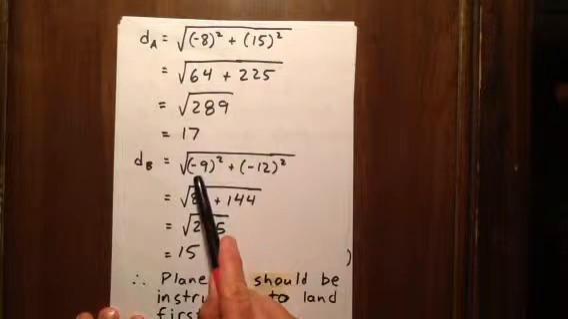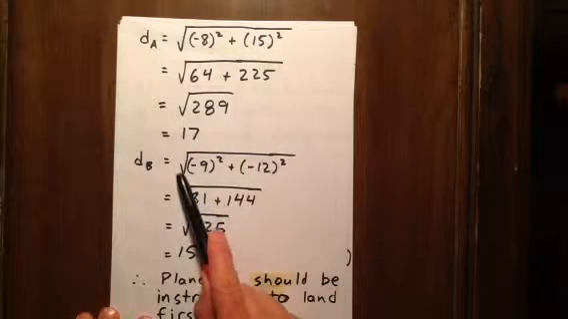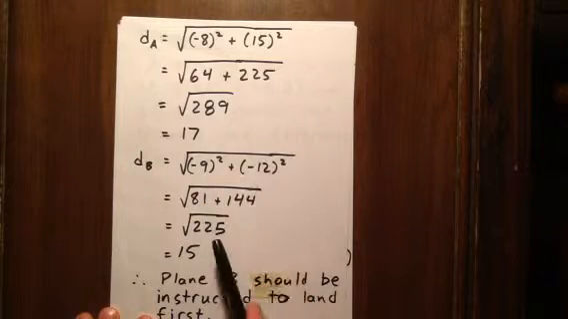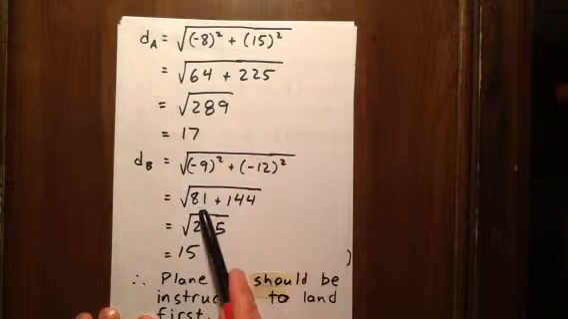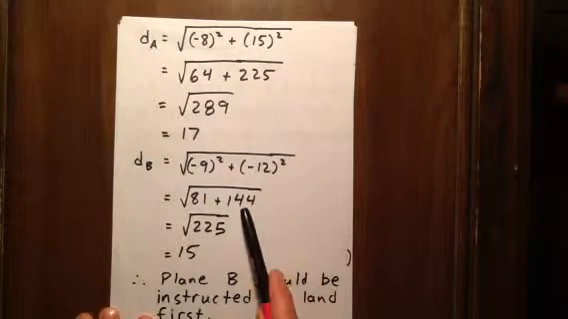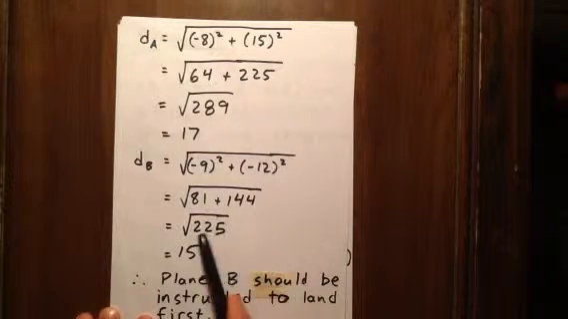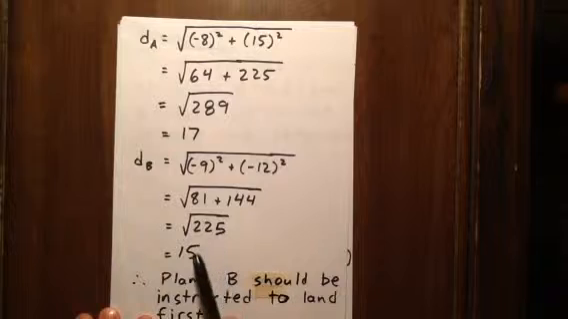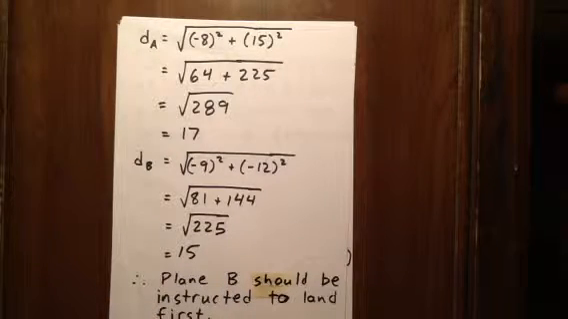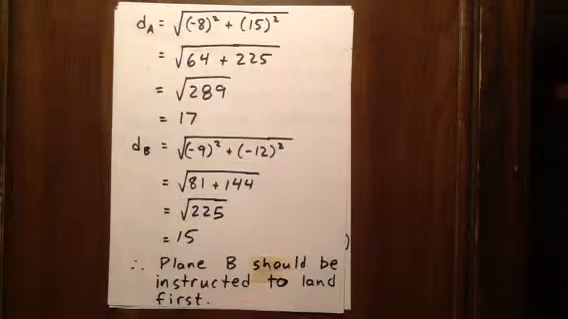The second one, though, the distance is the square root of x squared plus y squared. -9 times -9 is 81. -12 times -12 is 144. Evaluating this gives us 225 under the square root sign, which is 15. That means plane B is closer, so it should be instructed to land first. Plane B should be instructed to land first.